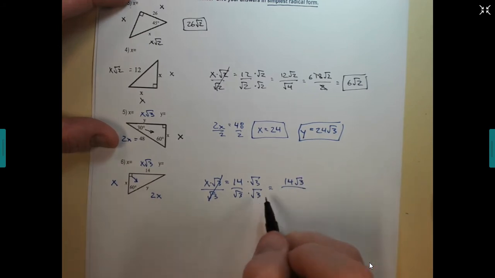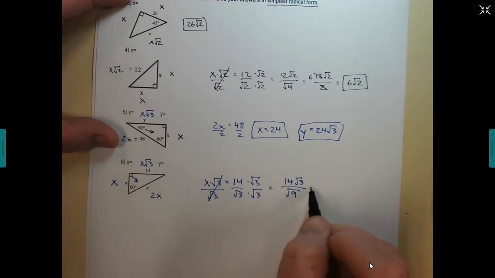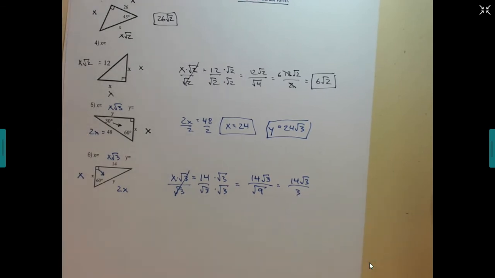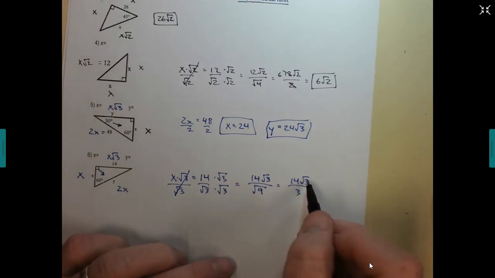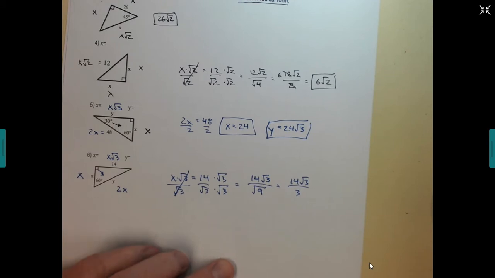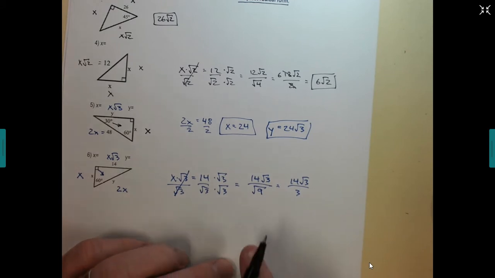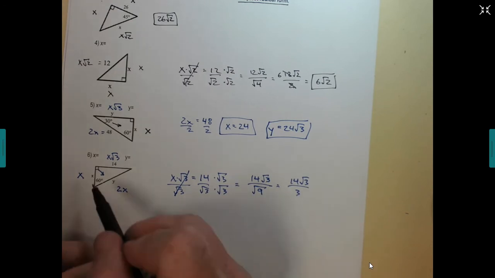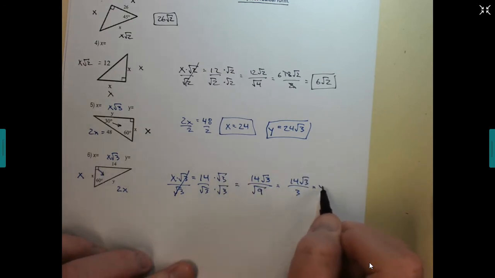In the bottom, the square root of 3 times the square root of 3 is the square root of 9. I know what the square root of 9 is. That's just 3. I cannot reduce the 3 into this radical, nor can I reduce that 3 into the 14. So this is my best value of x. This is the simplest answer. So I know this is x.